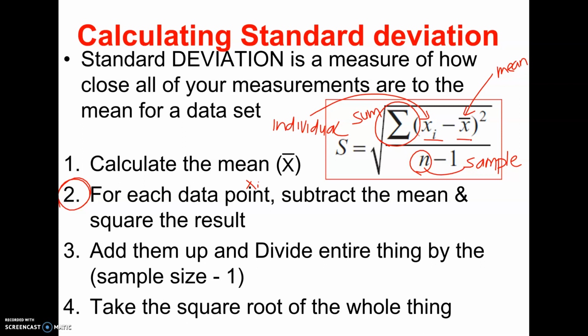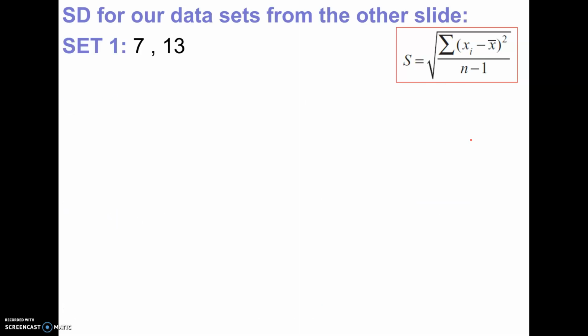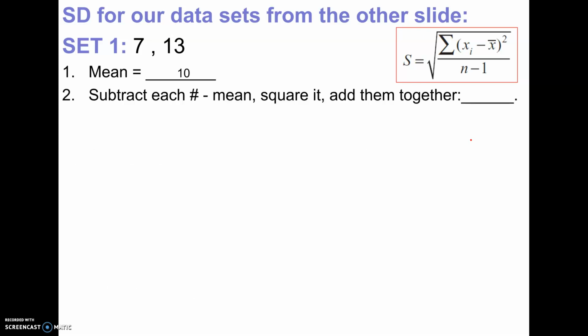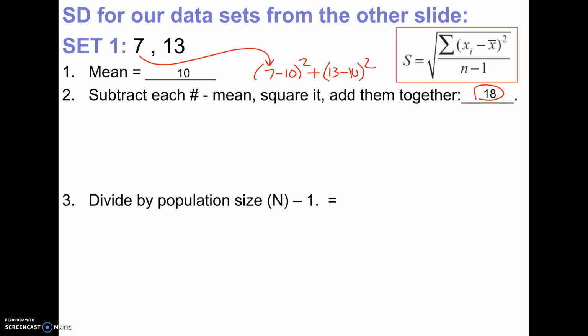Now, that probably still sounds a little complicated, but let's put it in action, and I think you'll see it's not that bad. So here are our original two numbers, 7 and 13. Step 1, calculate the mean. The mean is 10. Step 2, we're going to subtract the mean from each number, square it, and add them together. In other words, this is what it would look like. I would do 7 minus 10 squared, that's my first individual number, plus 13 minus 10 squared, and then I would add all of that together. If I do that, I'm going to get 18 as my answer. Now I'm doing this step by step, and I'm going to show you all my work put together in the end.